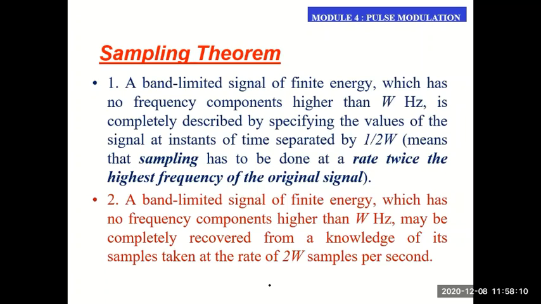So I'm going to sample at a frequency rate of 2W samples per second. Then I can completely recover the original signal. That is the second part of sampling theorem. So the first part is getting the samples from the given signal. The second part is how to reconstruct back the original signal from the samples. So for both cases, we are telling the sampling rate should be 2W samples per second minimum. Anything higher than that is good. And the sampling time also should be 1 by 2W.